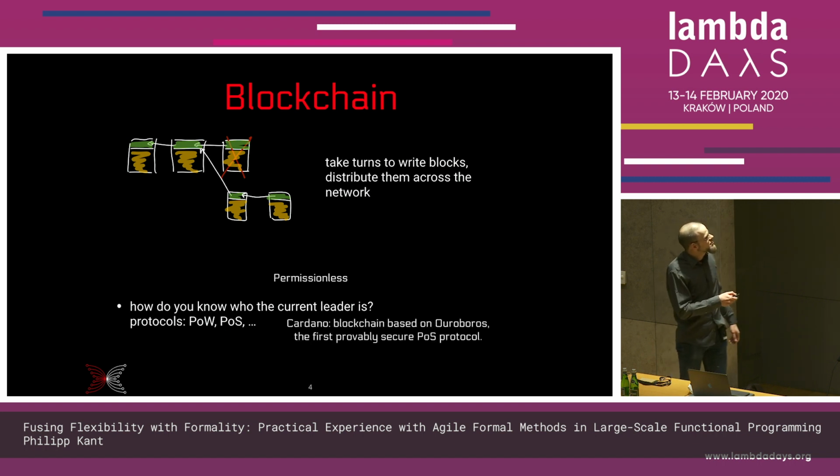What we're using is something called proof of stake, which looks at the ledger, and the more money you have in the system, the better your probability of being able to create a block. Our researchers produced the protocol called Ouroboros, which is the first provably secure proof of stake protocol, and we're using that to implement Cardano.